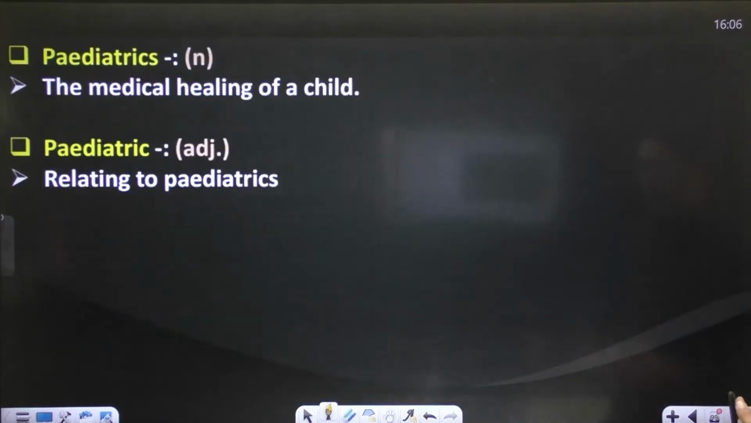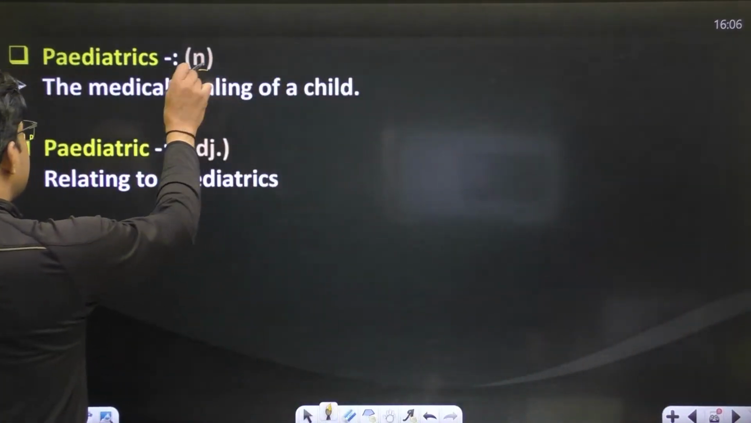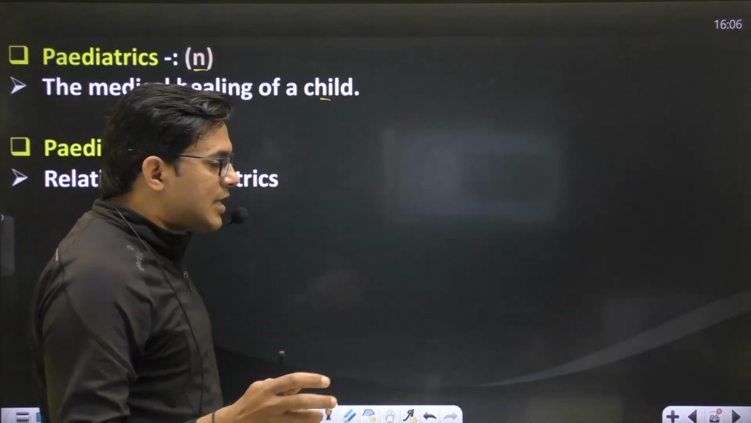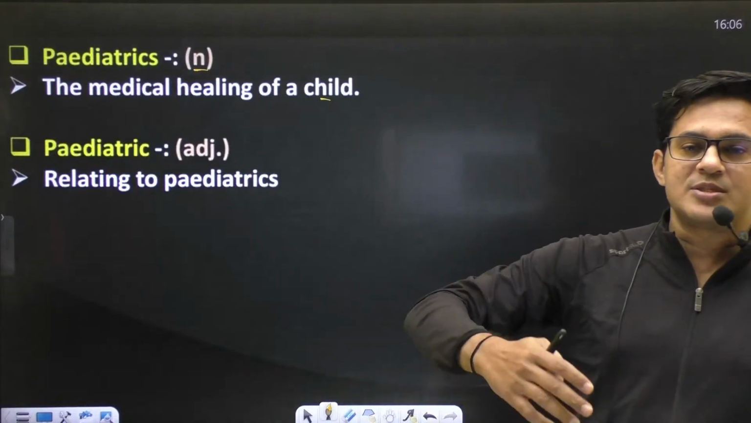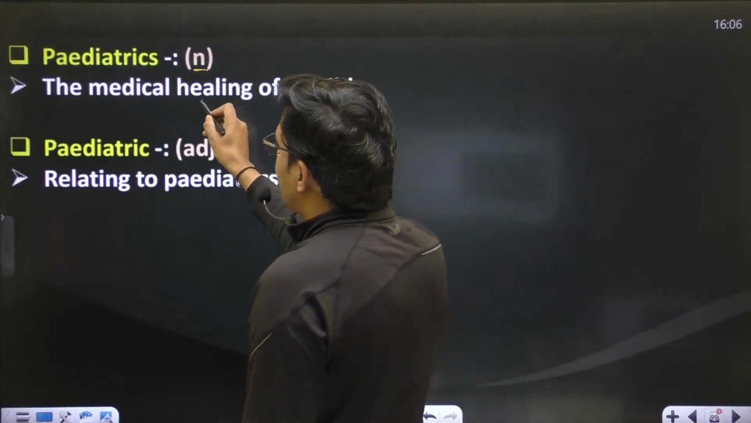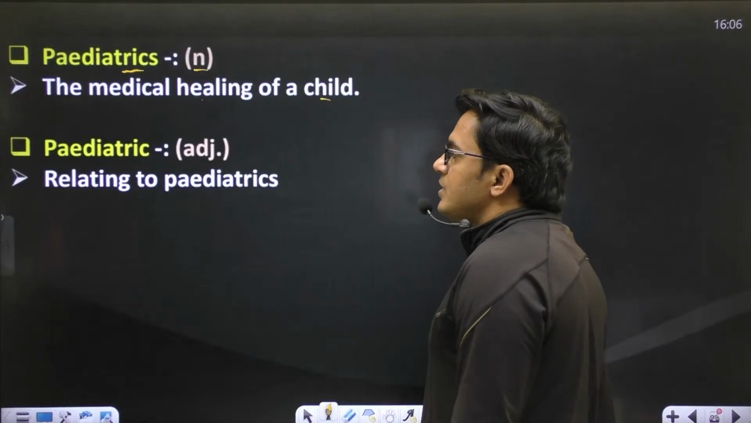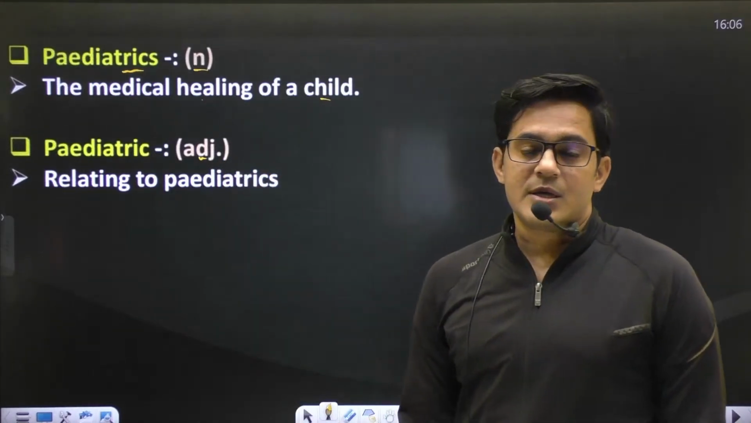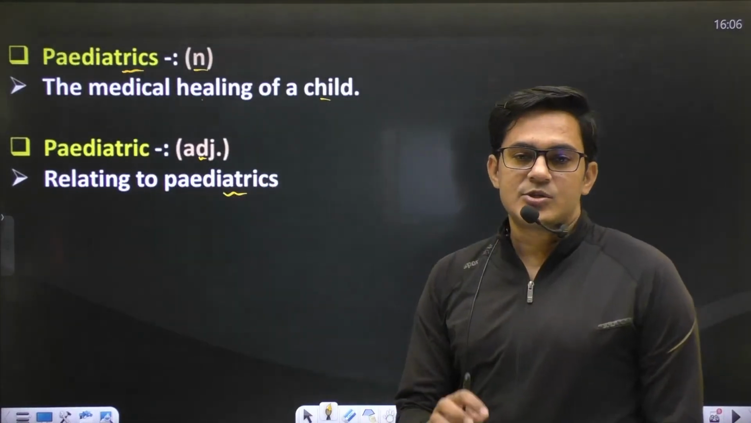And there are many words like pediatrics. Pediatrics is a noun, and it means the medical healing of a child. If a child has a disease, then you consult a pediatrician, and the medical healing of that particular disease is called pediatrics. The next one is pediatric. This word is an adjective, and pediatric is something relating to pediatrics.